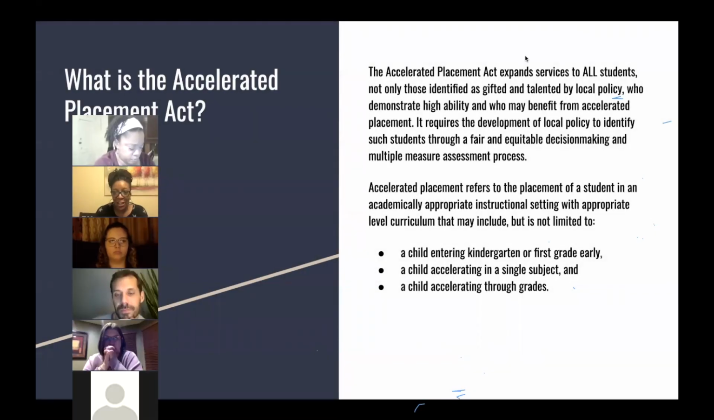So we're just going to talk again through figuring out what accelerated placement means in this context. For us, what it actually refers to is the placement of a student in an academically appropriate instructional setting with appropriate level curriculum that may include, for us, the process to ensure that a child receives early admission into kindergarten or first grade early.